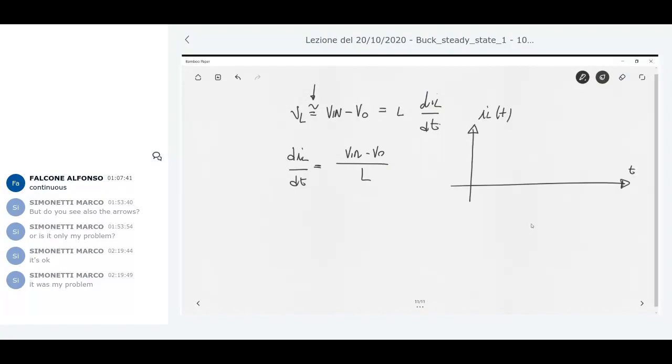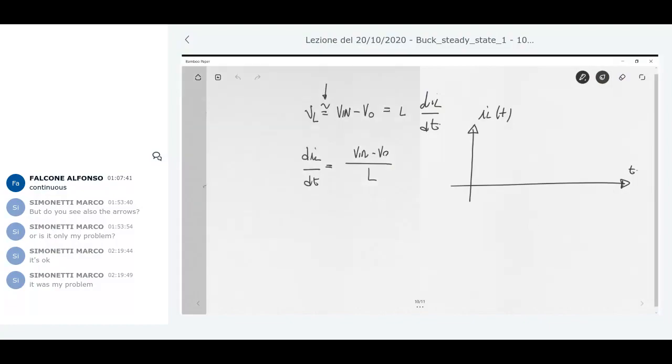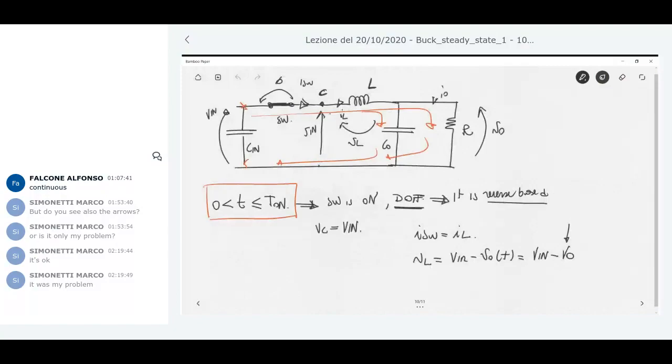Now, suppose that we are talking about the continuous conduction model. Okay? So let's start discussing this situation. Let's consider continuous conduction mode.